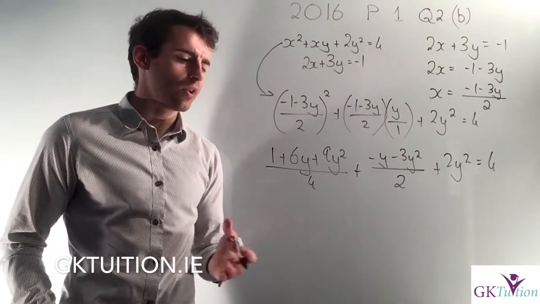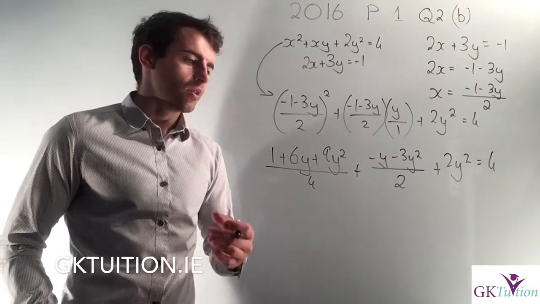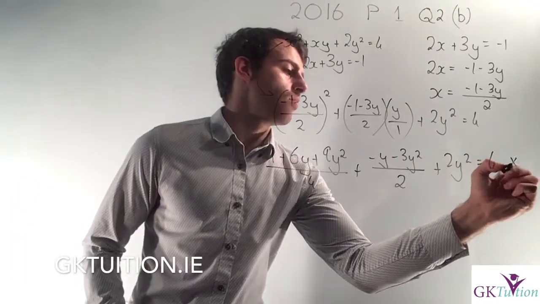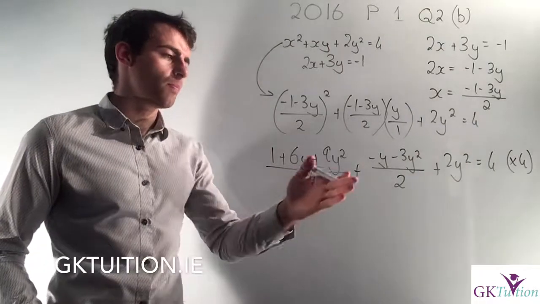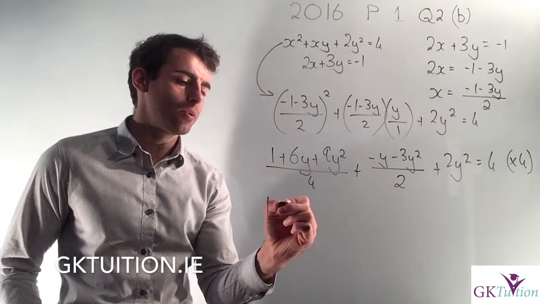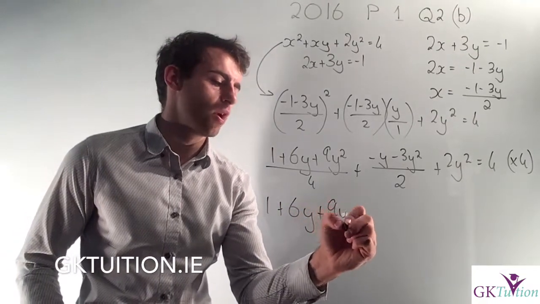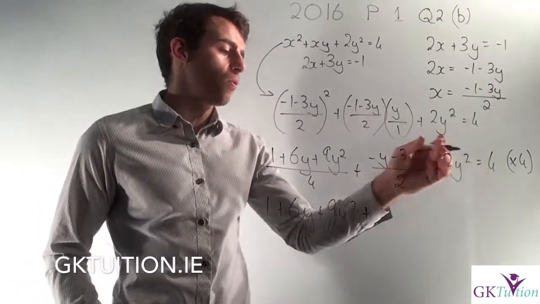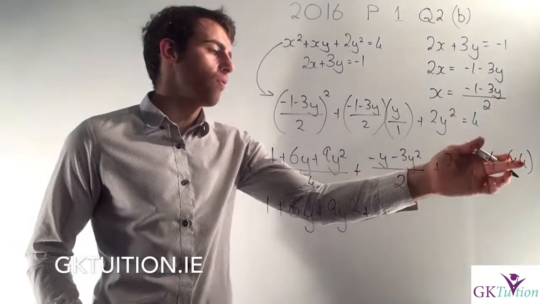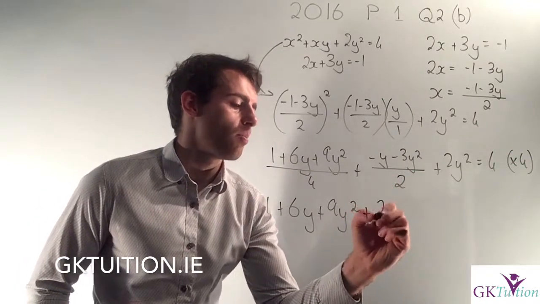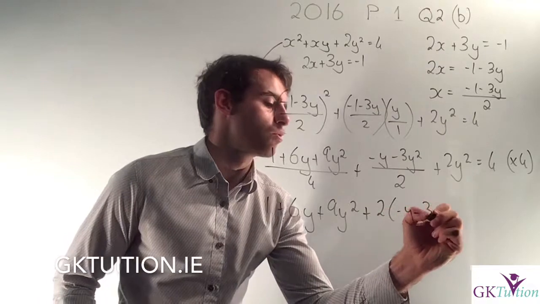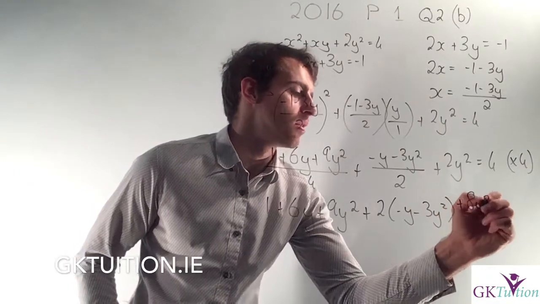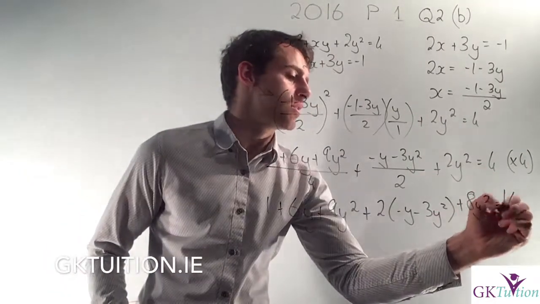Now the next line is relatively straightforward. I want to get rid of my fractions. So in order to get rid of my fractions in this case, I'm going to multiply everything by 4. If I multiply the first fraction by 4, I'll just be left with 1 plus 6y plus 9y squared. If I multiply the second fraction by 4, well, 2 goes into 4 twice, so I end up multiplying the top by 2: 2 by minus y minus 3y squared. And now I have 2y squared by 4 gives me 8y squared. And my right hand side is 4 by 4, which gives me 16.